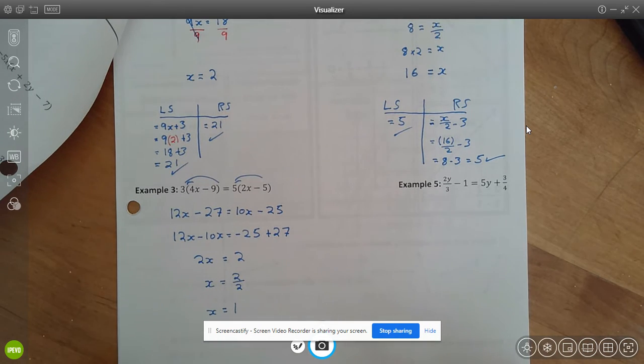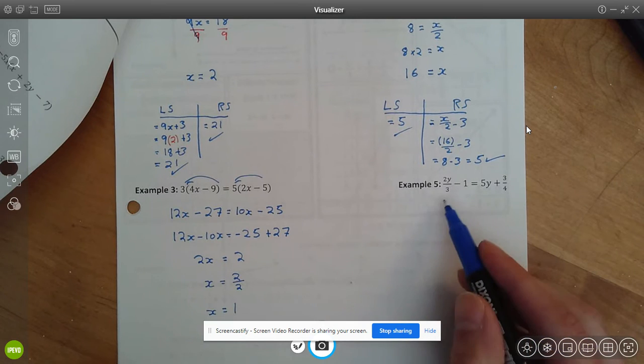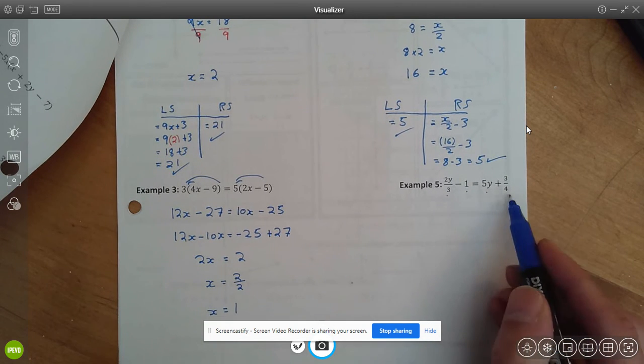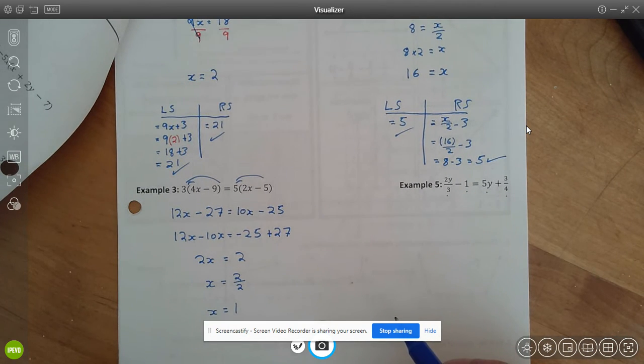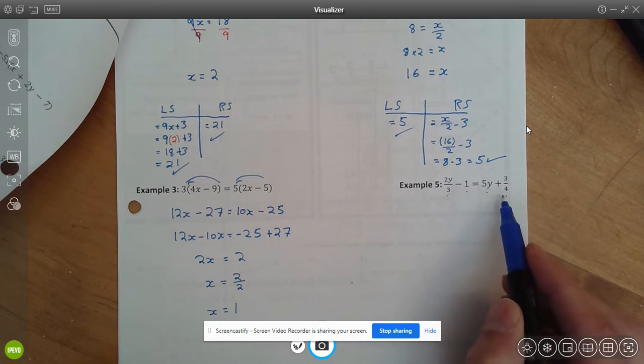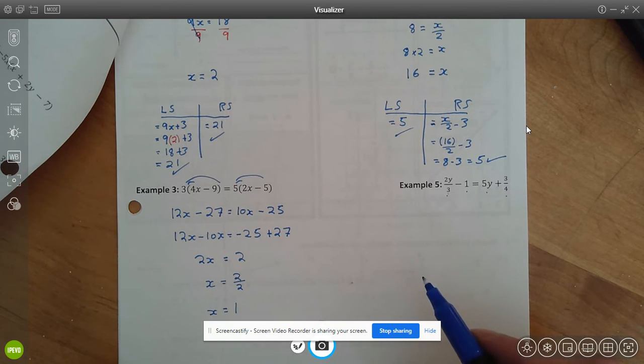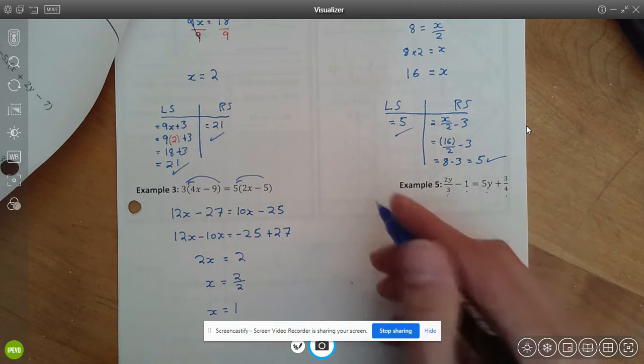I'm not a big fan of fractions. So what I'm going to do is at the start of this, I'm going to show you a quick step to get rid of all the fractions from our problem. What I'm going to do is multiply every term by the lowest common denominator. So you notice I've got denominators of 3 and 4. What do 3 and 4 both divide into?